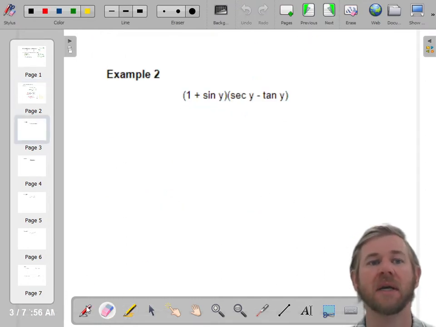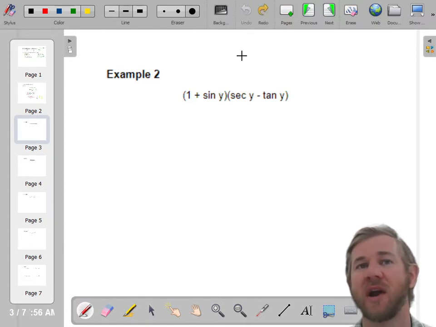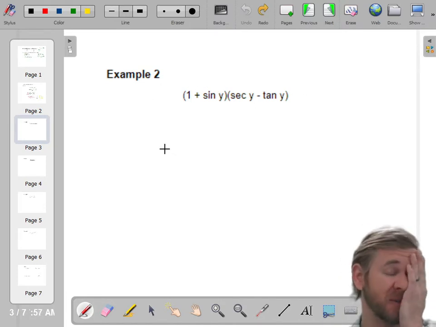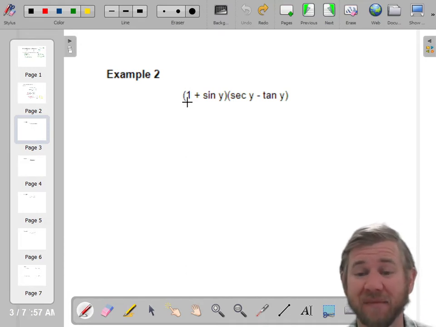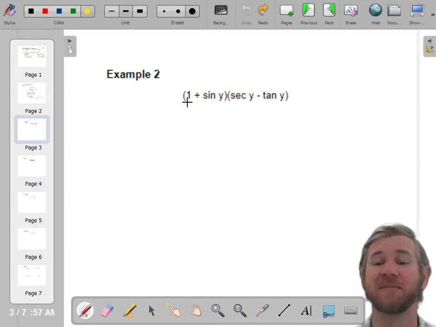Let's try another one. First of all, I don't see anything that's squared. If I saw something that was maybe squared, I'd try something different. But since I don't see anything squared, I think I'll just FOIL it, and then I'll make everything in terms of sine and cosine. I don't know if that's the best game plan, but it's pretty much my only strategy right now.